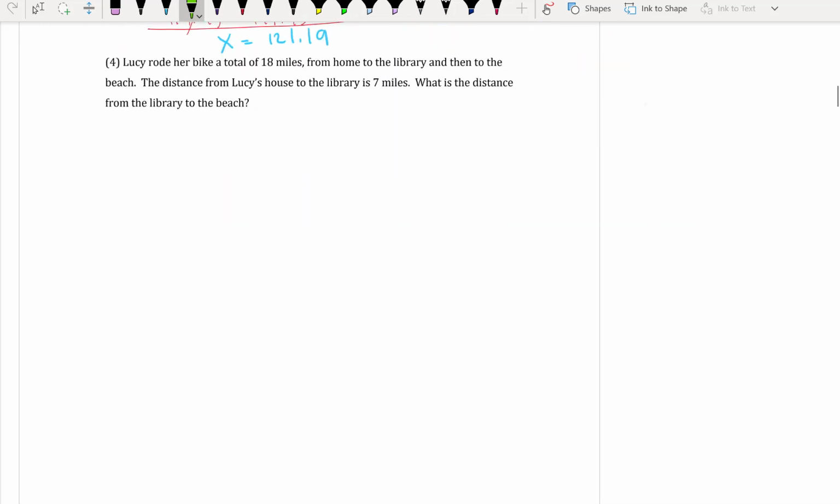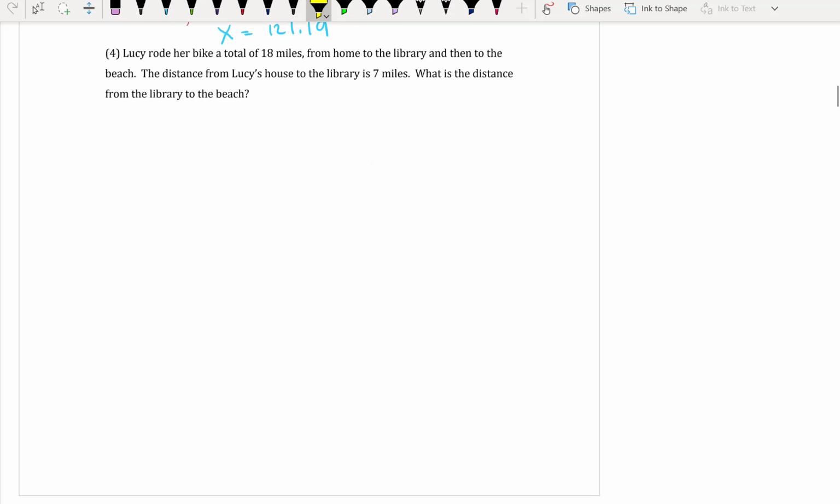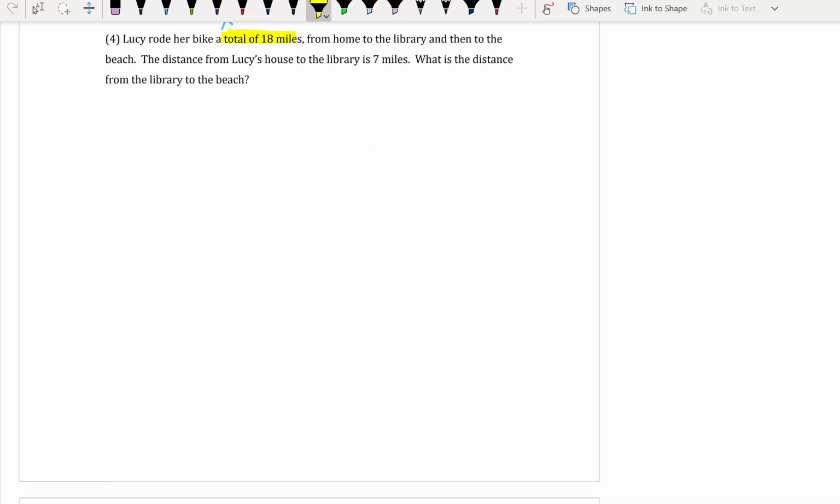Looking at number 4, it says Lucy rode her bike a total of 18 miles from home to the library and then to the beach. The distance from Lucy's house to the library is 7 miles. What is the distance from the library to the beach? So we are riding a bike, and you know that the total distance is going to be my 18 miles. So I know that my total is going to be 18 because she rode a total of 18 miles. And where she's riding to is from home to the library and to the beach.